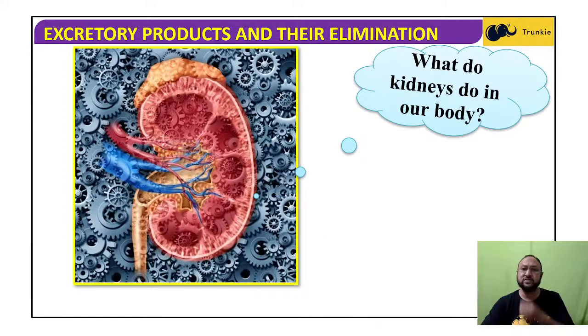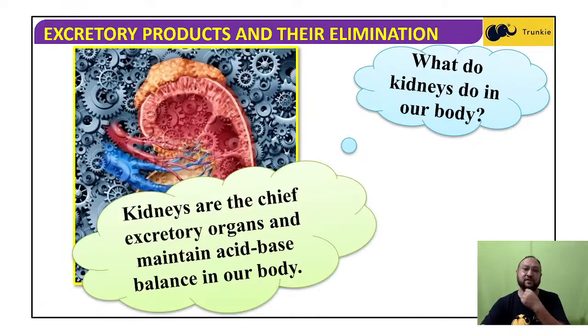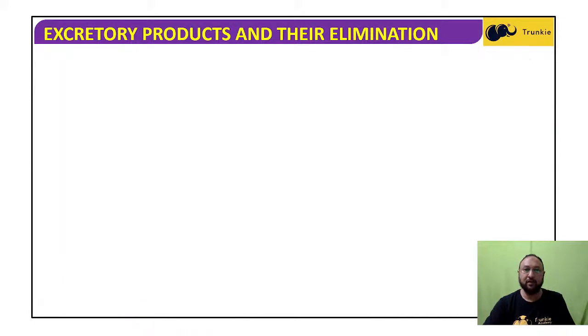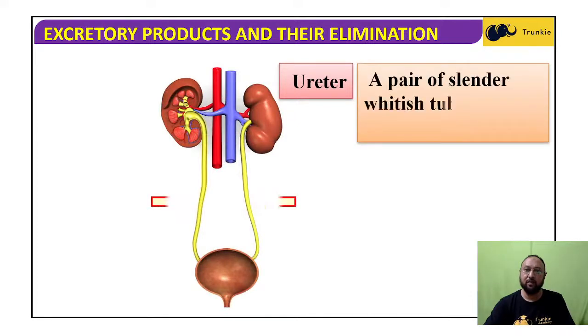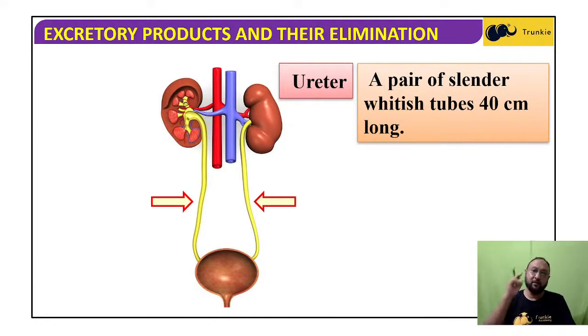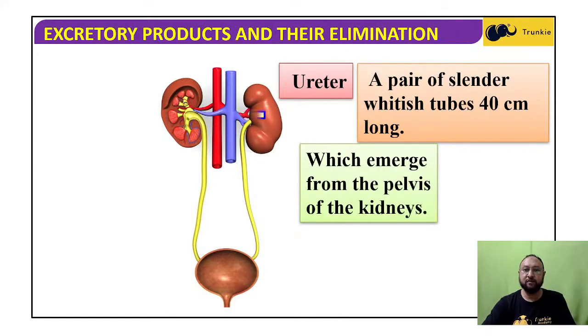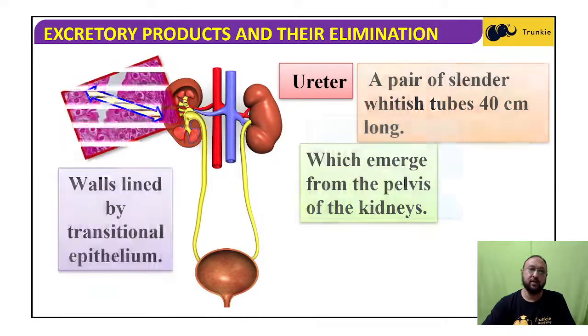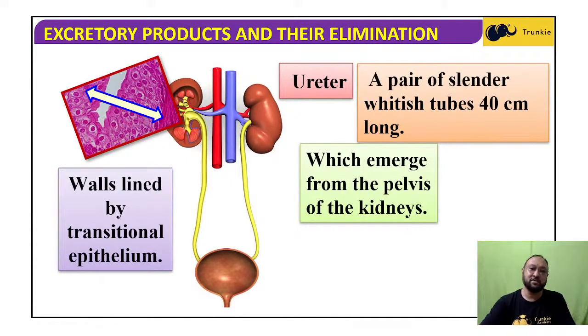So what do kidneys do in our body? Kidneys are the chief excretory organ and maintain acid-base balance, to maintain the normal pH in our body, which is very important. Now the ureter is a pair of slender whitish tubes, about 40 centimeters long, from the kidney to the urinary bladder. It emerges from the pelvis of each kidney and goes to the urinary bladder. The wall is lined by a transitional epithelium. Transitional means they can stretch and they can squeeze.